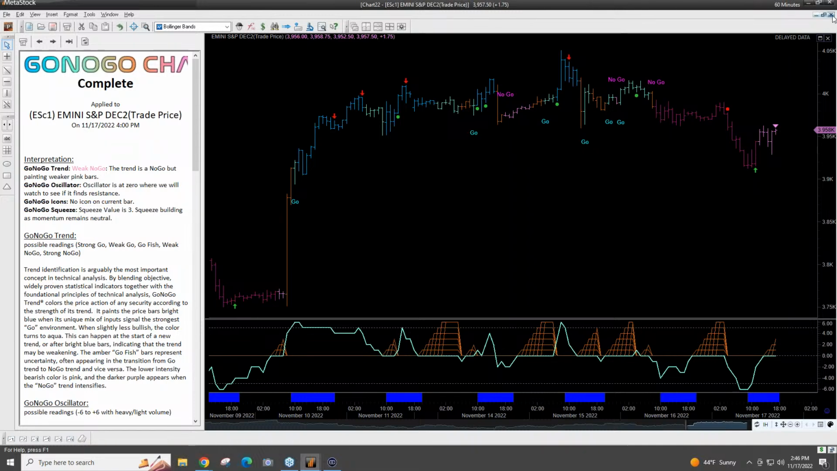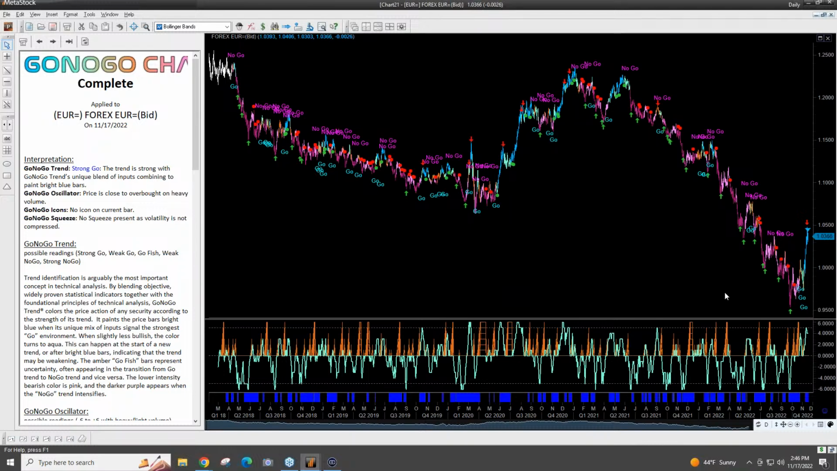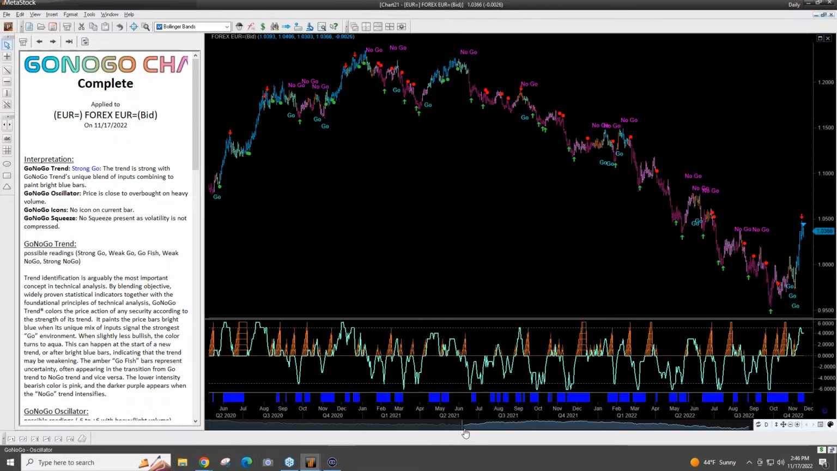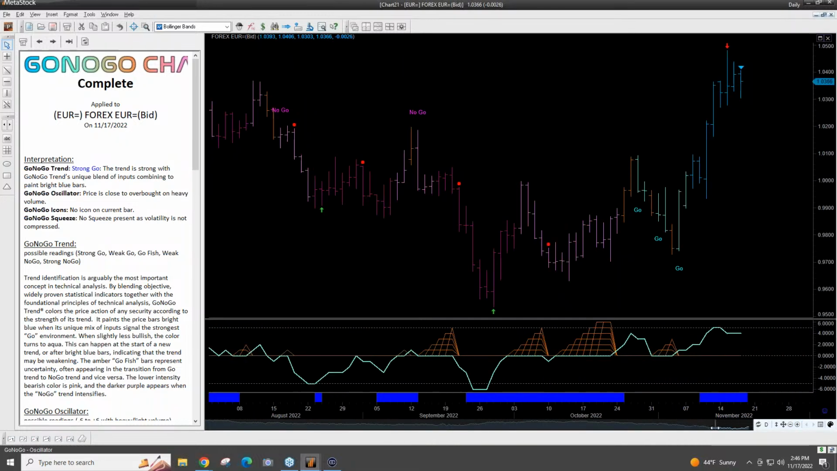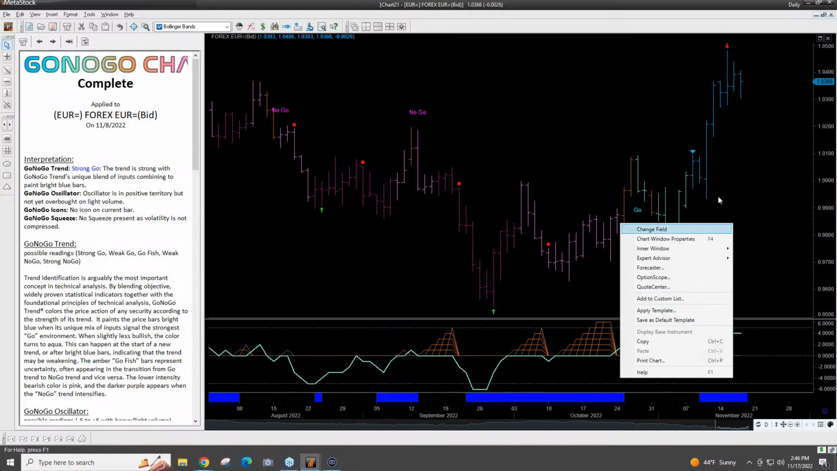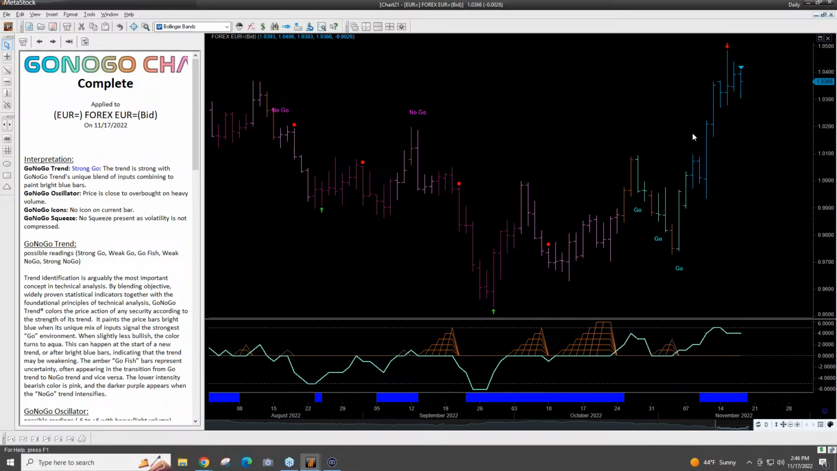So that's the E-mini S&P. Let's go ahead and close this. And I'm going to look at this on a Forex chart. So this is the euro, and we've got this on a daily. We had a strong go right here, and you don't have to have the actual go or strong go or whatever. It's really the color of the bars. Although when you do have the go right here, then that helps even more, obviously.